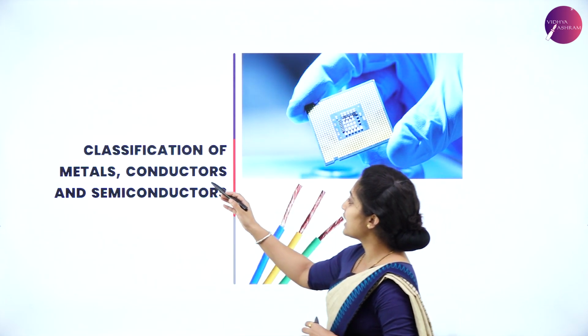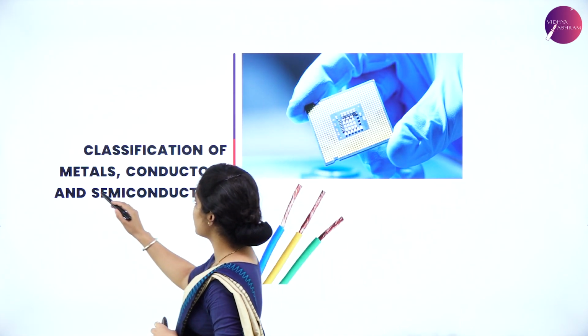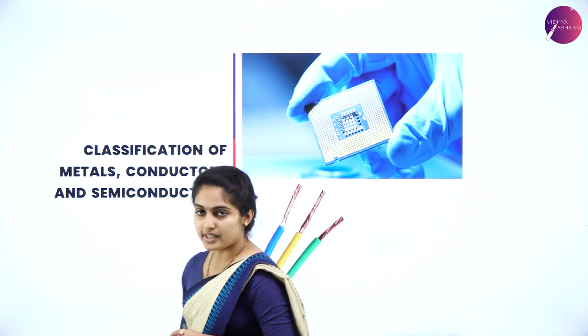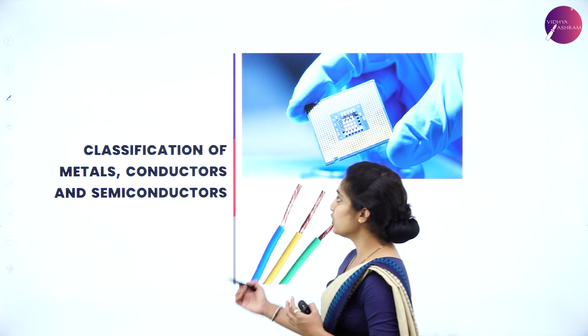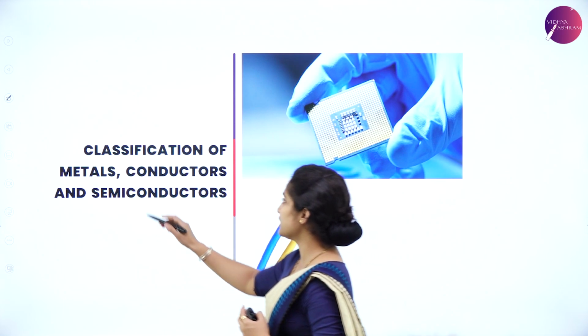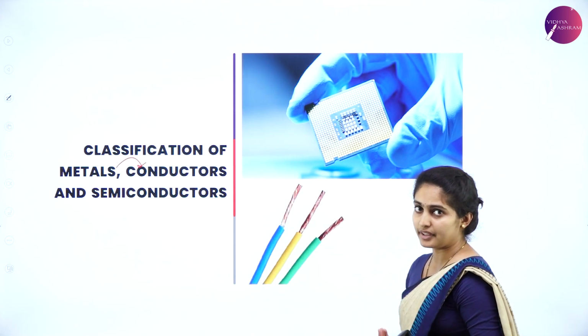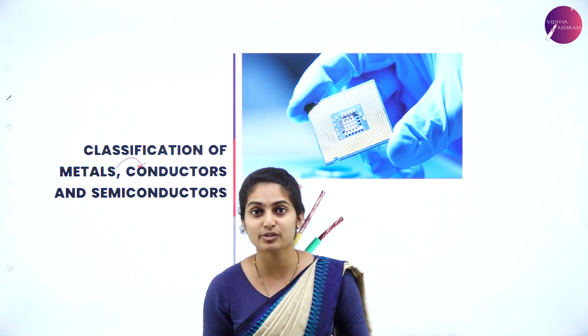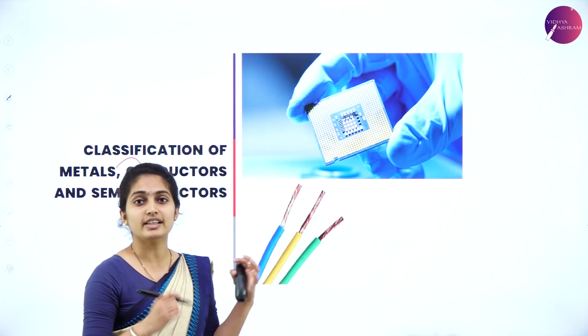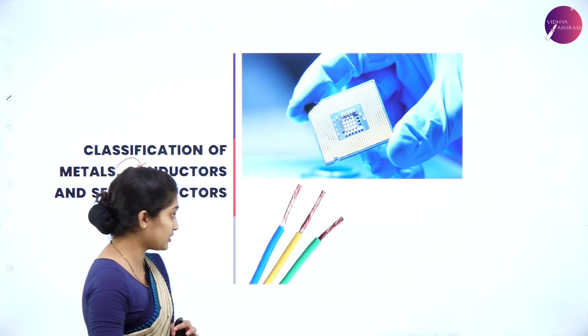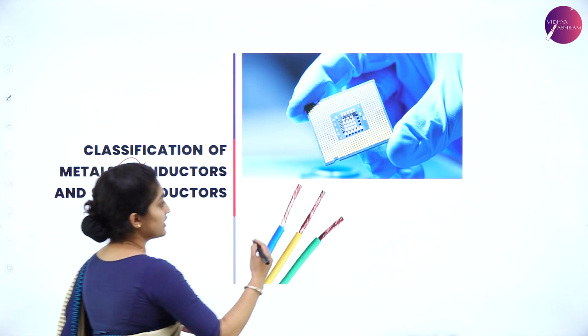So now, if your classification of the metals, conductors and semiconductors turns out to be metals, what is meant by metals? As you all know, metals act as conductors, and you have one more concept called semiconductors. You even have a concept called insulators as well. So metal is the one which acts as a conductor, which means to say that there is electricity passage.